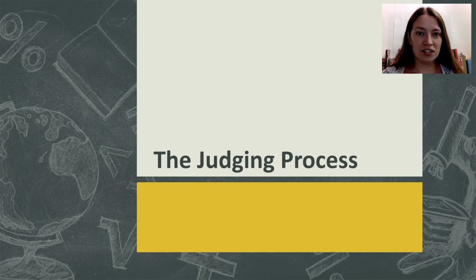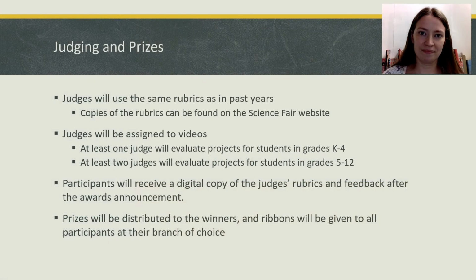Now I'm going to give you just a brief overview of what the judging process will look like. Judges will be using the same rubrics that we've used in previous years. For K through 4 students, there's a single rubric, and for students in 5 through 12, we have rubrics for teams or individuals for science experiments or engineering design projects.